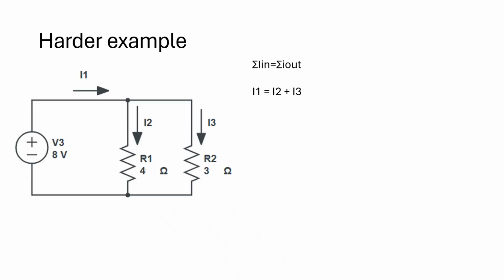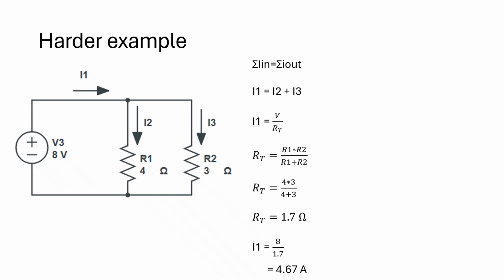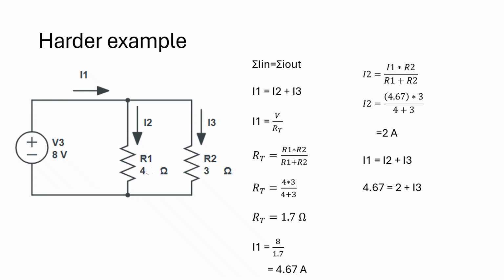This process can get a little more tricky when other elements are involved and only one or less of the current values is known. In this example, there is no known current, but using Ohm's law, the source current I1 can be calculated. After a quick bit of algebra for the total resistance, I1 is calculated to be 4.67 amps. Next, the current divider rule can be used to calculate the current I1. Now we can simply use Kirchoff's current law to find our last current value.